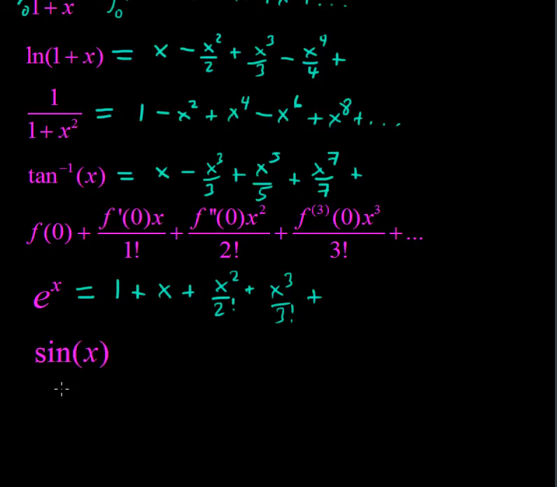Now, sine of x actually takes a little bit of thought. Again, you could take the derivatives and you get that pattern of each derivative ends up being either a sine or a cosine, and either positive or negative. So what I like to remember is that the first term is f of 0. So sine of 0 is 0.